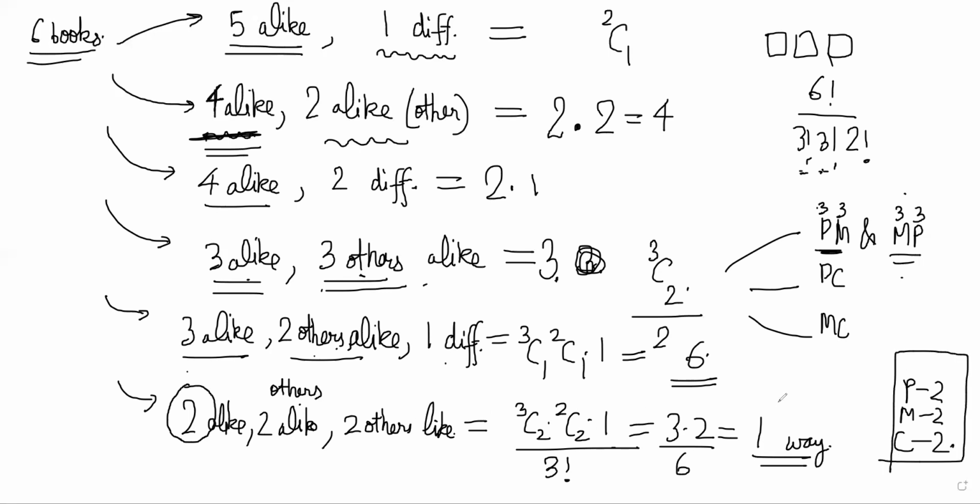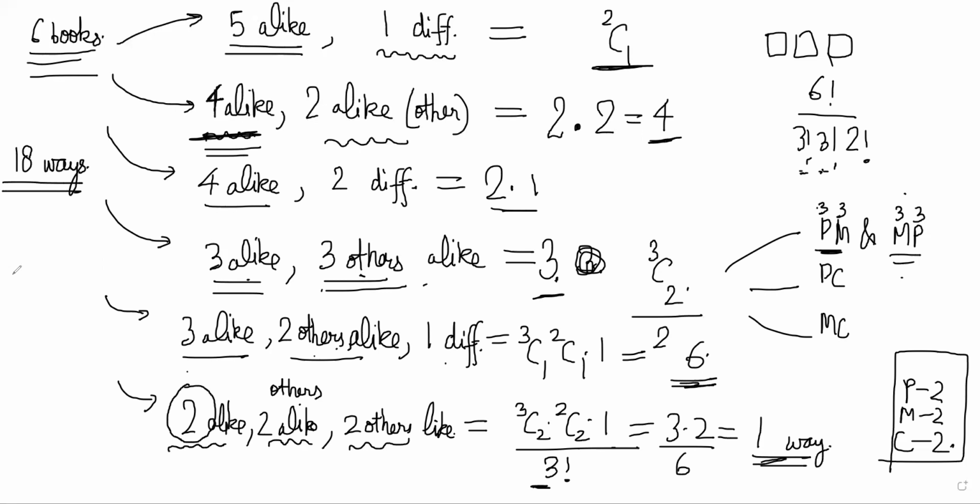It's not like there's any other option left, right? So group sizes are the same here, so you have to divide by the number of equal groups, right? Now no other way is possible. So the total number of ways of selecting 6 books in this situation would be just the addition of all of these: 2 plus 4, 6 plus 2, 8 plus 3, 11 plus 6, 17 plus 1, 18.